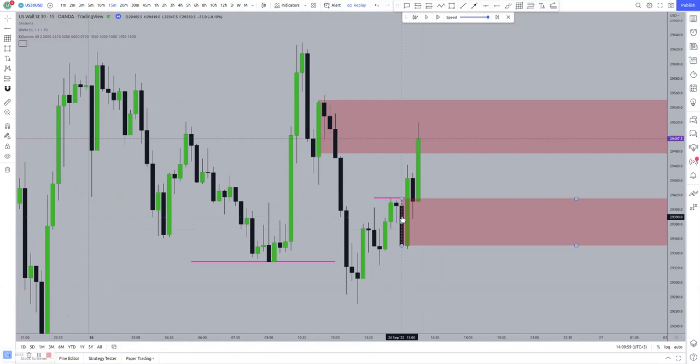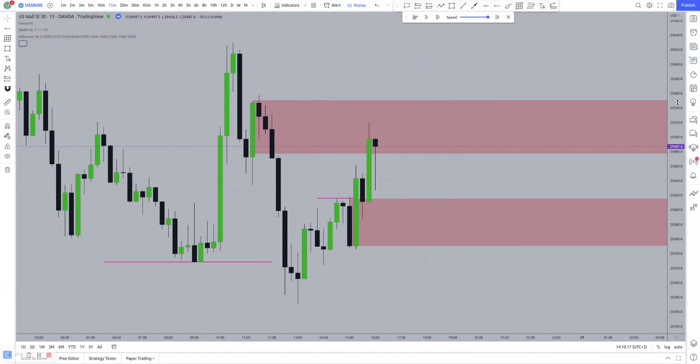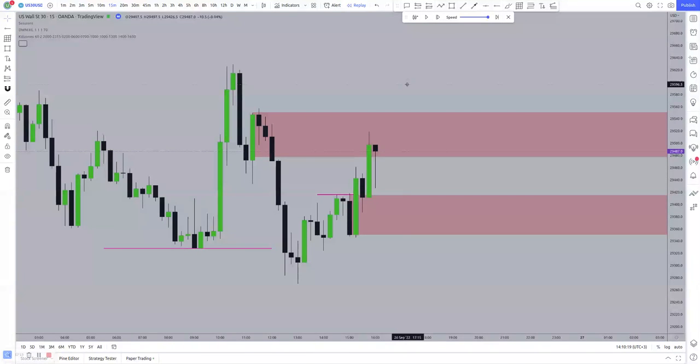So this is a valid order block. This is a valid bearish order block. And then we have about 15 minutes to go until the equity opens. So what do we do? This is why you have to exercise some patience.